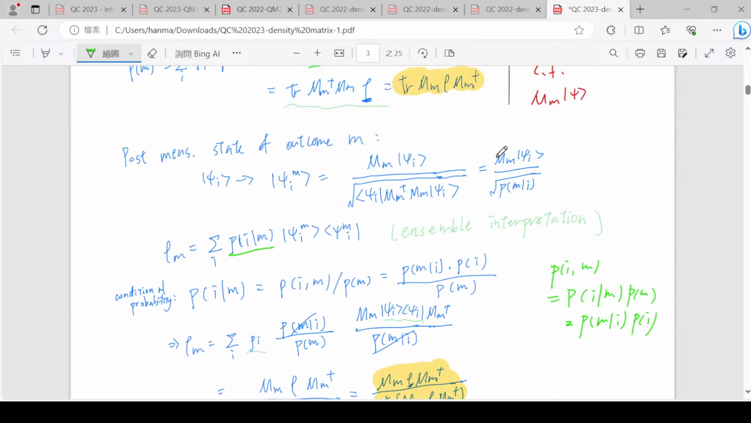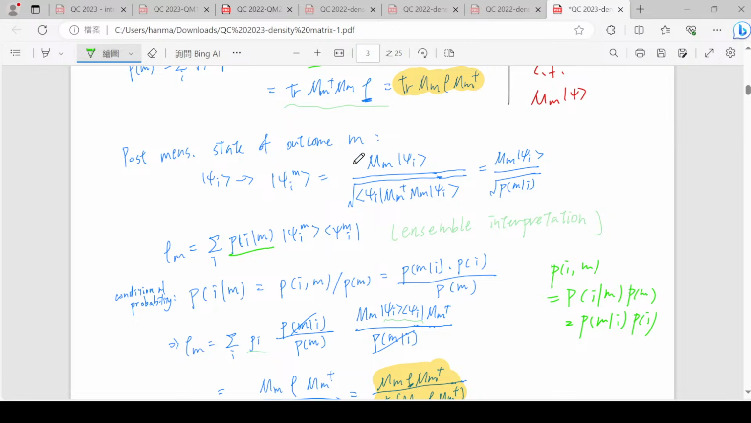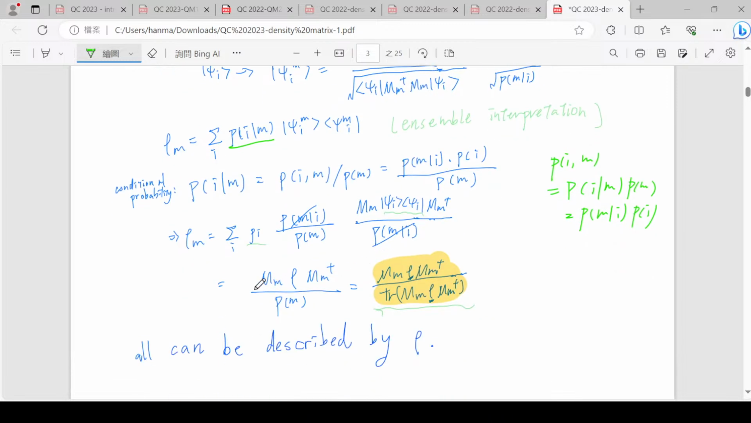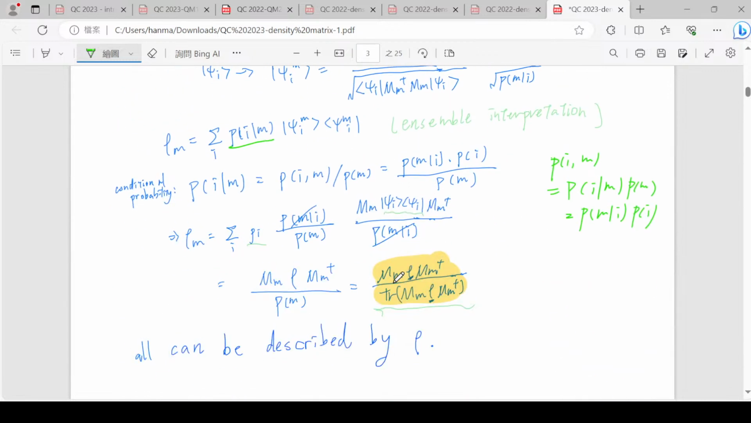And the upper thing is just this thing and the dagger of this thing, so M psi and psi dagger M dagger. And so now you see the P_m cancels. Once again, the only condition is the summation of p_i and psi ket, psi bra. So they just combine into rho. And you see this post-measurement outcome state can be described just by rho, sandwiched by M and M dagger, then divided by P_m. And P_m, as we said, is this thing. It's just the trace of the upper thing.